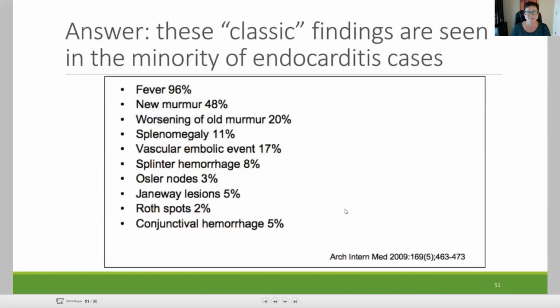So I know mine would be, really? Doesn't this patient require a transesophageal echo? Because the classic findings are seen in the minority of endocarditis patients. So 96% have a fever, 48% a new murmur, 20% have a worsening of an old murmur, 11% have a splenomegaly, 17% have a vascular embolic event, which is significant. Only 8% have splinter hemorrhages, only 3% Osler nodes, 5% Janeway lesions, 2% Roth spots, and 5% have this conjunctival hemorrhage. So as you can see, fever is very significant, but fever is a very classic sign of many things.